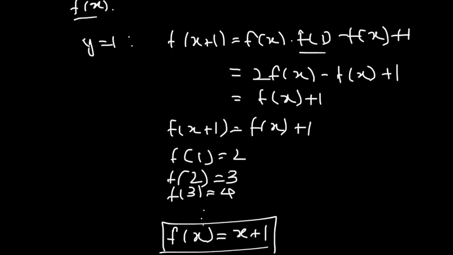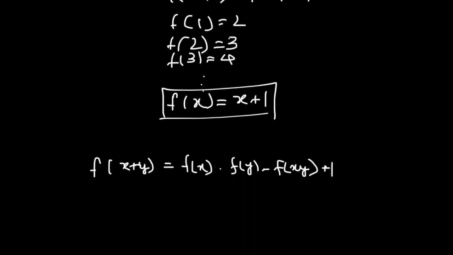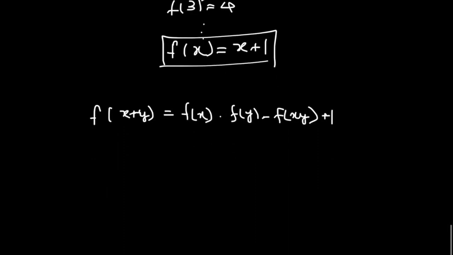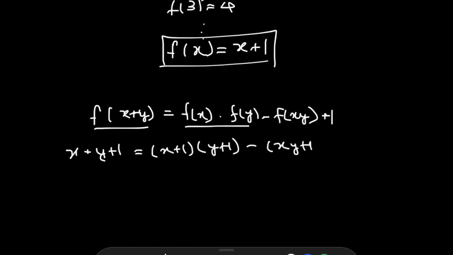So we just used a pretty much straightforward inductive argument, but let's actually check that this solution works for the functional equation that we have. So here's the equation again. So if we have f of x equals x plus 1, that means that f of x plus y would be x plus y plus 1 equals, now f of x times f of y would be x plus 1 times y plus 1 minus f of xy would be xy plus 1, and we have the plus 1 term here.